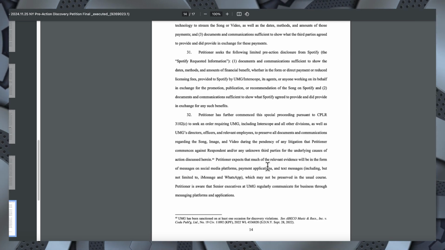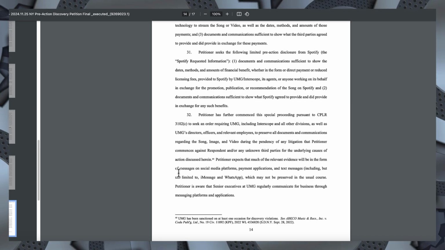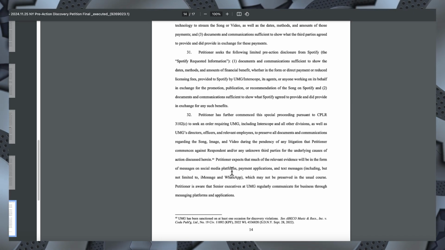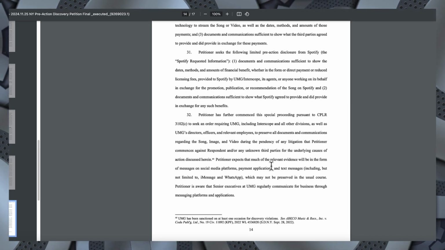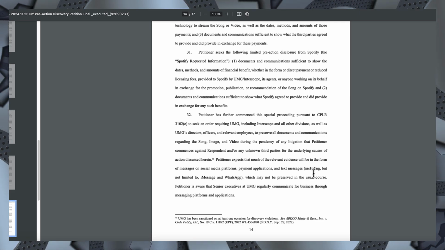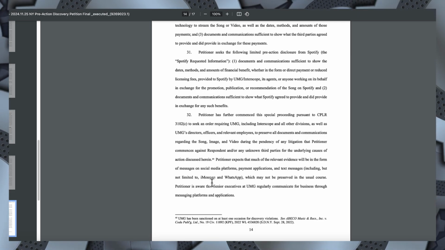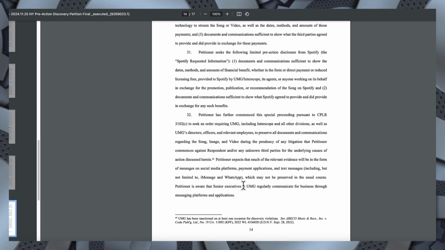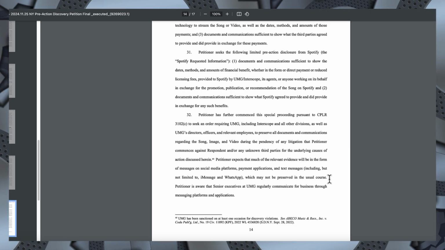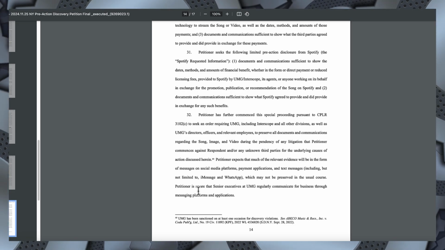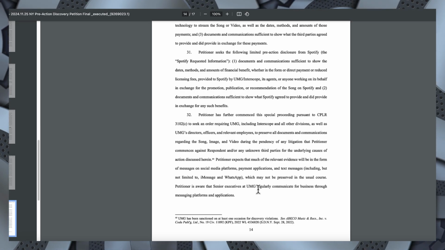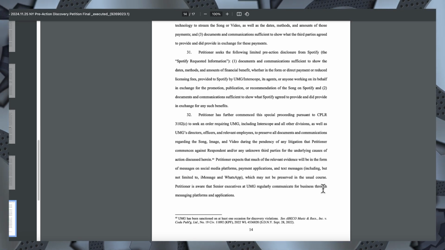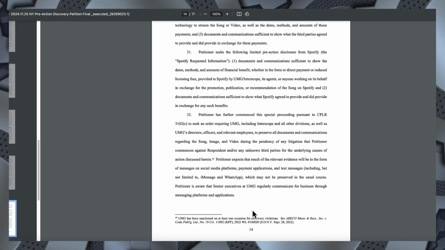Petitioner expects that much of the relevant evidence will be in the form of messages on social media platforms, payment applications, and text messages, including but not limited to iMessage and WhatsApp, which may not be preserved in the usual course. Petitioner is aware that senior executives at UMG regularly communicate for business through messaging platforms and applications.